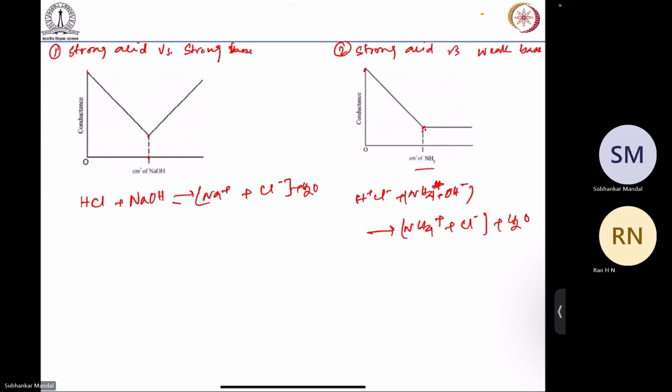But in the second case, initially the conductance falls because the highly mobile ions are replaced, and after the equivalence point, the conductance remains the same, as the weak base will be ionized partially. Yeah, you are correct.